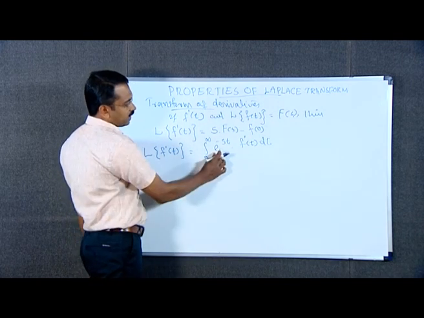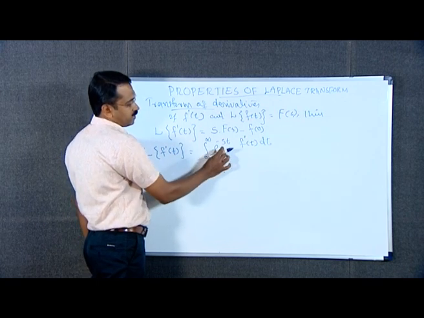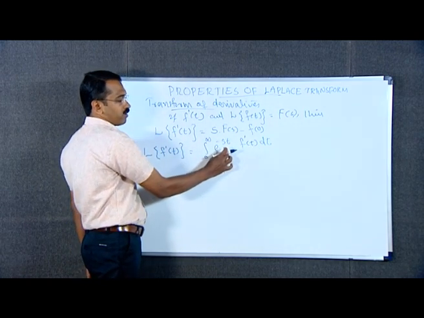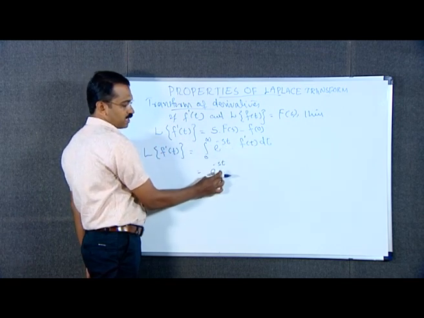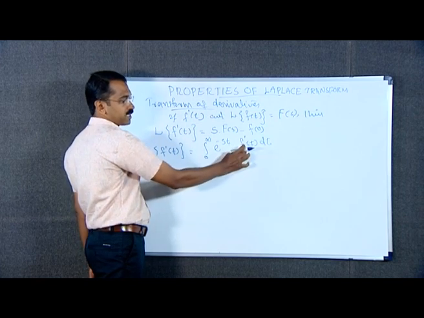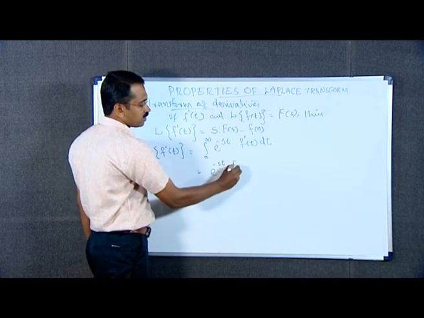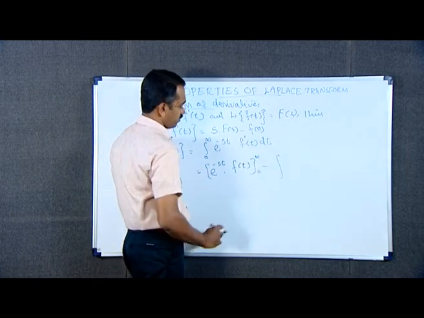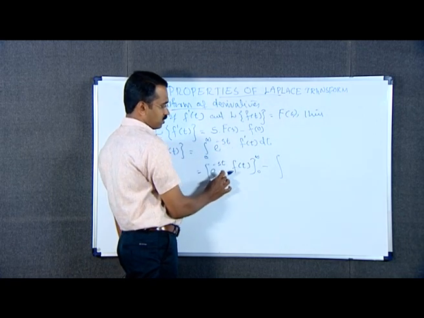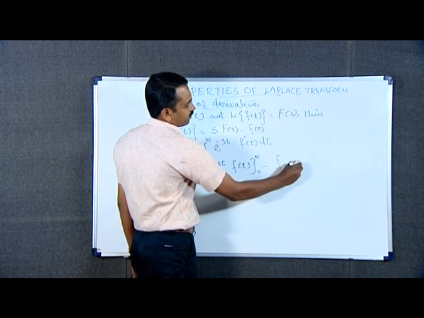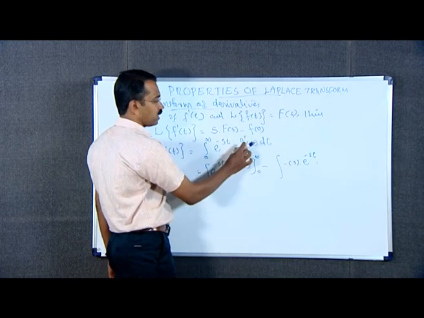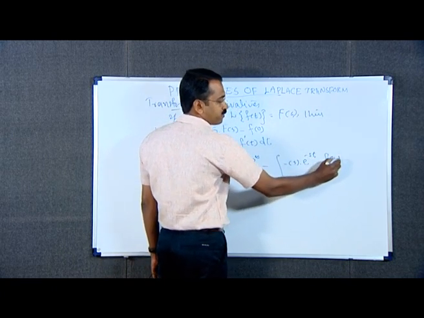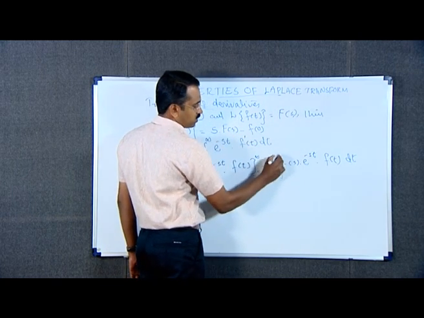This is equal to, we take first function as e raised to minus st and the second function as f dash of t, then integral of e raised to minus st into f dash of t dt is equal to e raised to minus st into first function into integral of the second, means integral of f dash of t with respect to t, which is f of t, between the limits 0 and infinity, minus integral of, here derivative of first means minus s into e raised to minus st, into integral of the second function, that is integral of f dash is f, that means f of t dt. The limits are 0 and infinity.